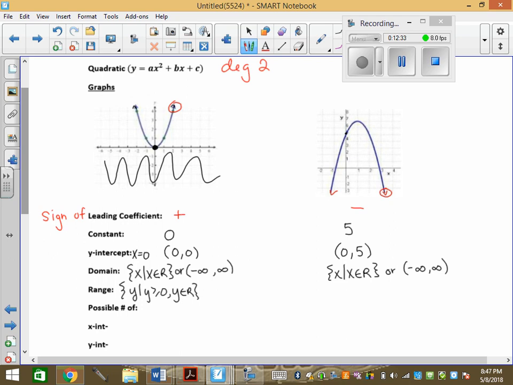Now, it's greater than or equal to 0, so I have an equal to sign. It's going from 0 to positive infinity, with a round bracket at infinity because it can never equal infinity.